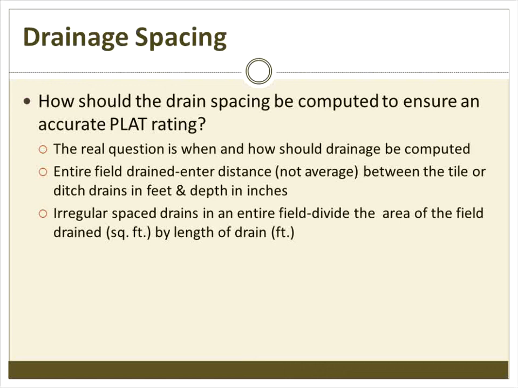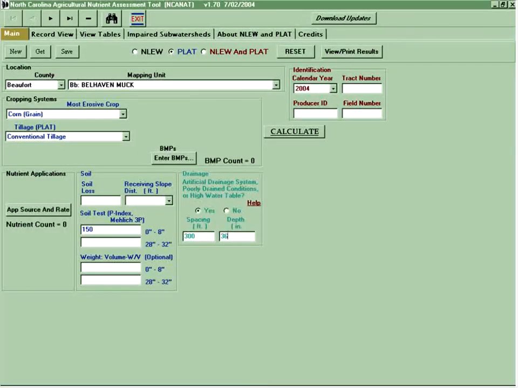Typically, these drains are regularly spaced, and that's really easy. Sometimes they're not. So it's the irregularly spaced drains that we have to spend some time talking about the calculations. So again, this is the Belhaven muck that I talked about earlier. It is a soil that can be drained.